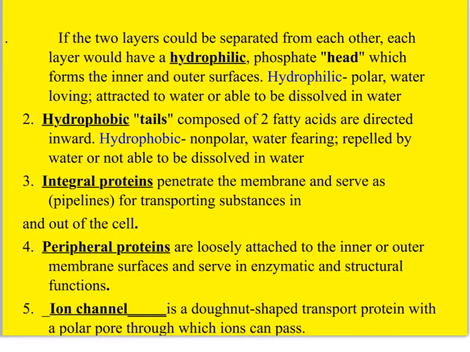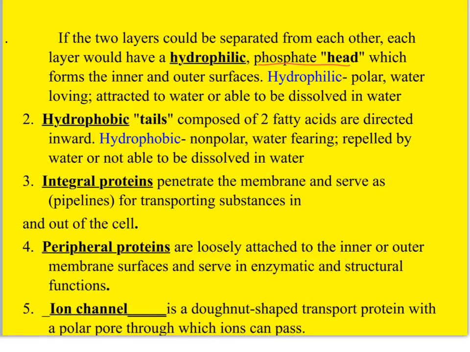So if the bilayers, the two layers of the cell membrane, were looked at individually, then you would notice that each layer has a hydrophilic portion and a hydrophobic portion. So the hydrophilic portion is that phosphate head. So if you recall, it's the phosphate group attached to the glycerol, and that forms the inside and the outside. And so recalling, hydrophilic is water-loving, and so that means it likes water. It's similar to water because it's polar. It's attracted to water, and it can also be dissolved in water.